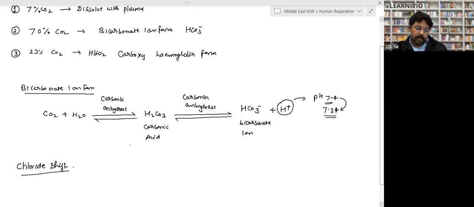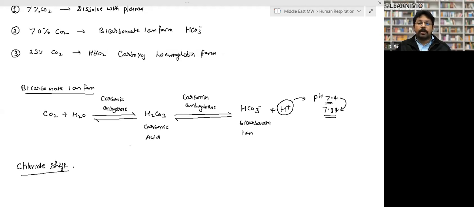Clear? In the next class we are going to study chloride shift. It's a very important part of this chapter, in fact the most important part, chloride shift and Haldane effect. School authority also asks this question, and they are very important for your NEET examination. But keep in mind that respiratory volumes and respiratory capacity are very important for your medical examination. They have been asked very frequently.